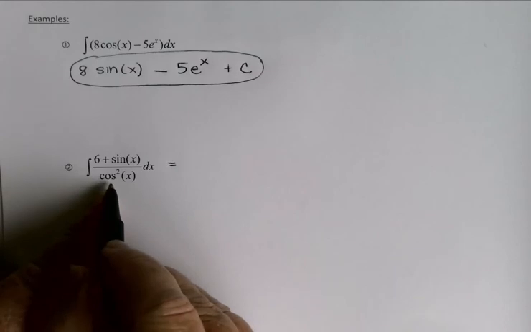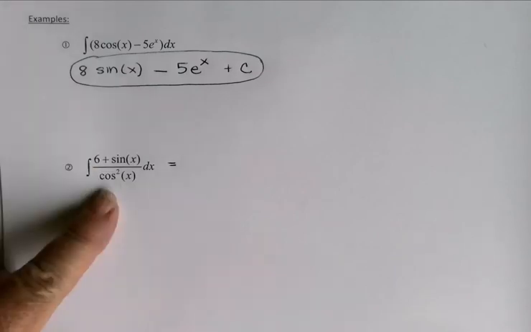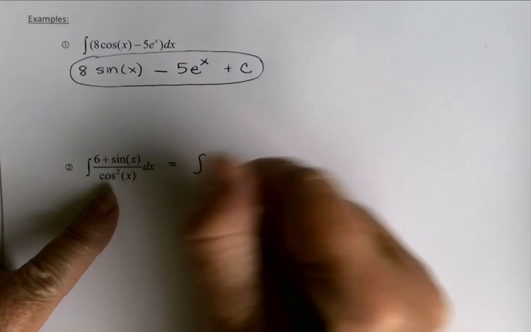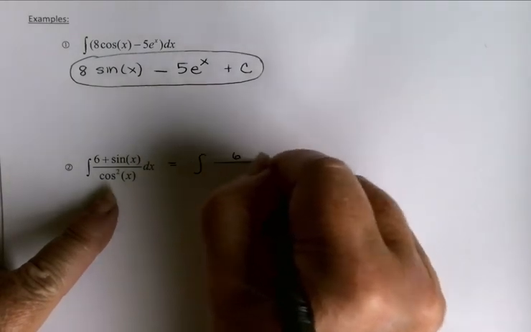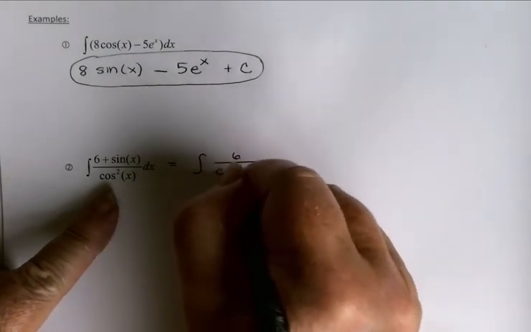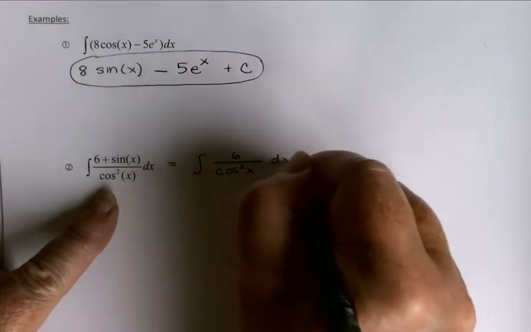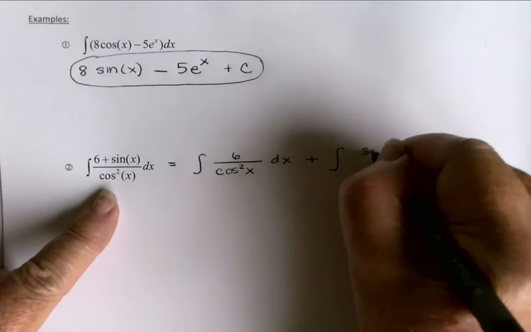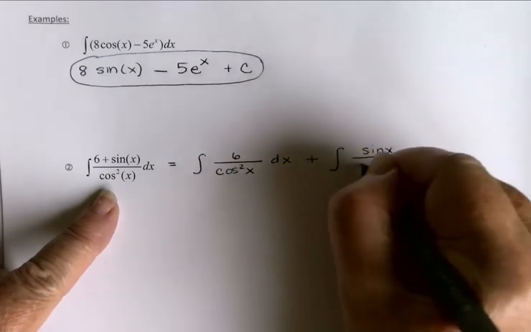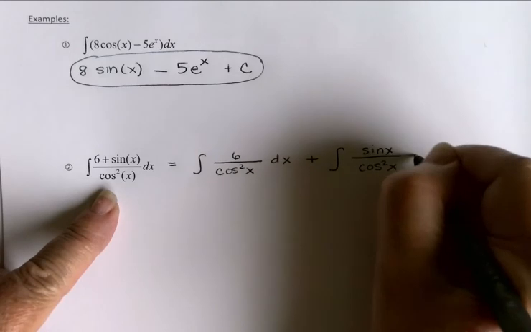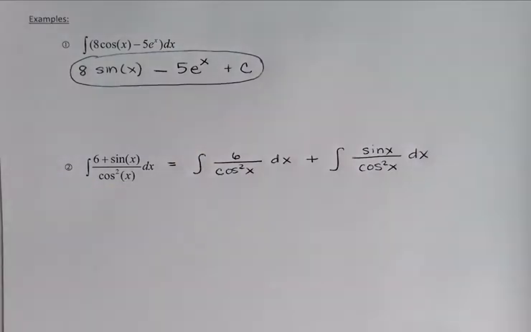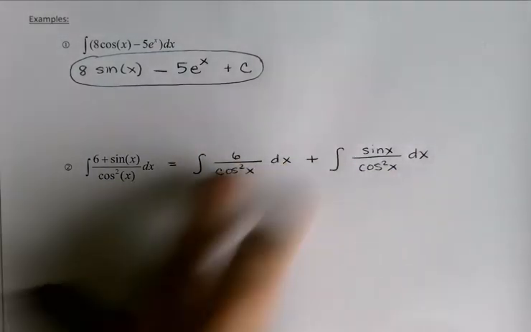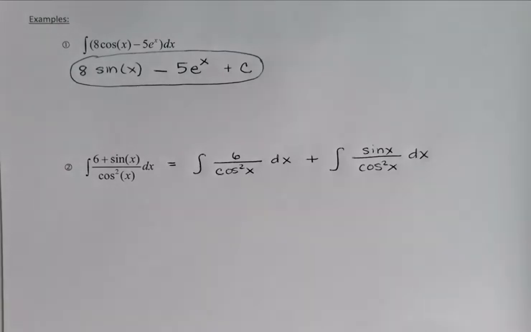As long as I keep my common denominator, I can split up this numerator as two separate fractions. So I can think of this as the integral of 6 over cosine squared x dx plus the integral of sine x over cosine squared x dx. Common denominator, so I could have brought those back together to get right back what I started from. All right. Well, I'm not sure that did me any good, but we'll see.